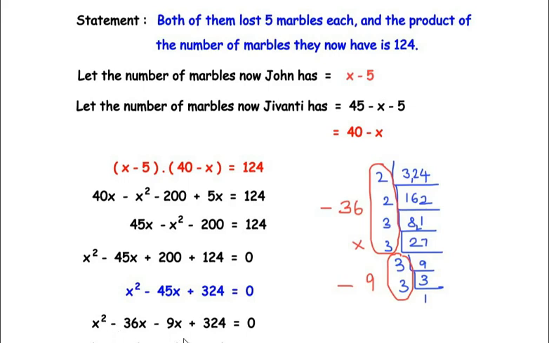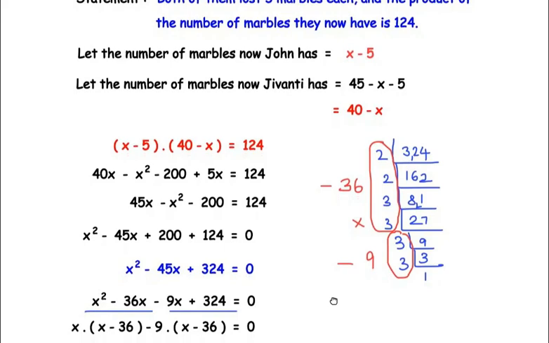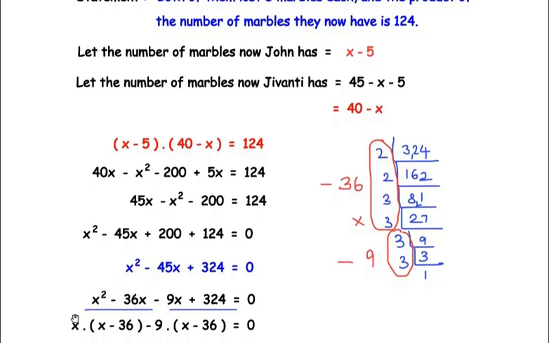Now we are going to group the terms. We are going to group the first 2 terms and the last 2 terms. Now from the first group, we can see that x is a common factor. So we have taken it out and inside the bracket remains x minus 36.